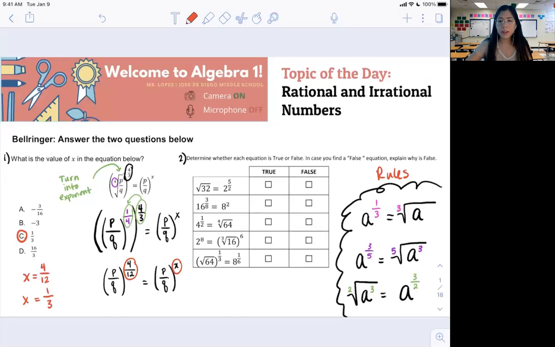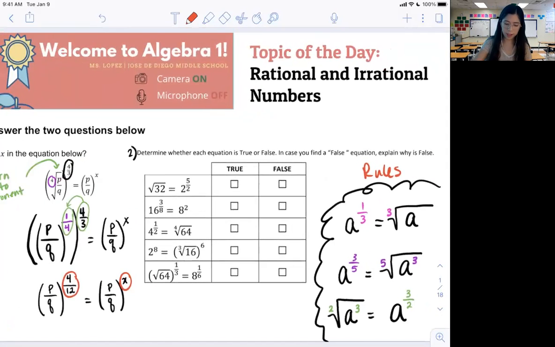Okay. Now, number 2 is very similar. Take a look at number 2. It says determine whether each equation is true or false. In the case that you find a false, explain why. So basically, we're trying to see if the left side is going to match the right side. And what we're going to need to do is use those rules of turning things from radicals to exponents or exponents back to radicals to see if we can get a match on the left side versus the right side.